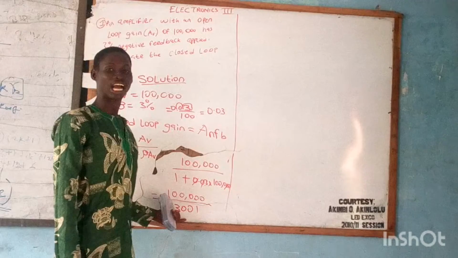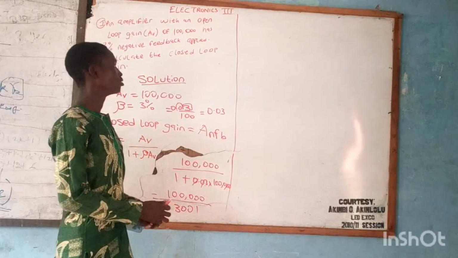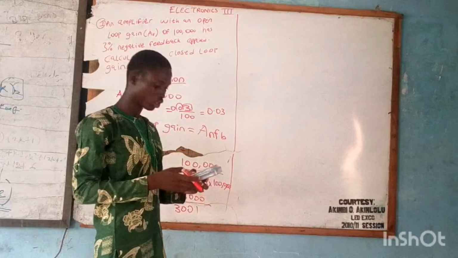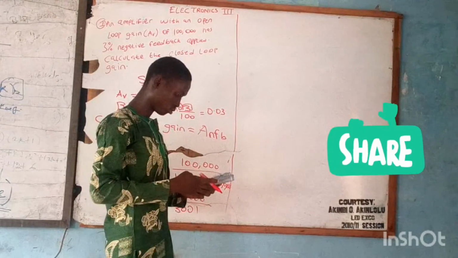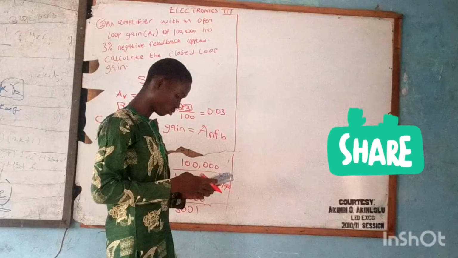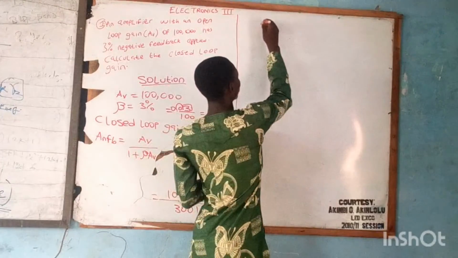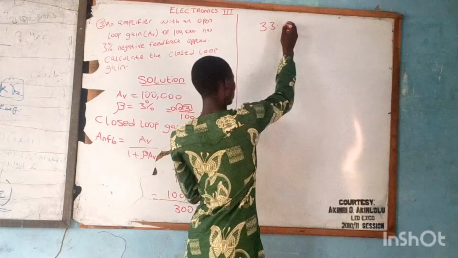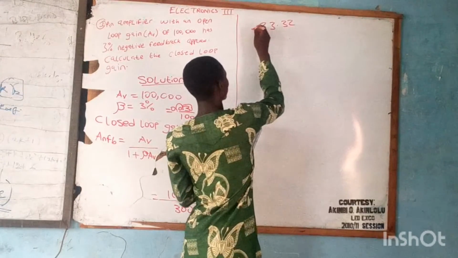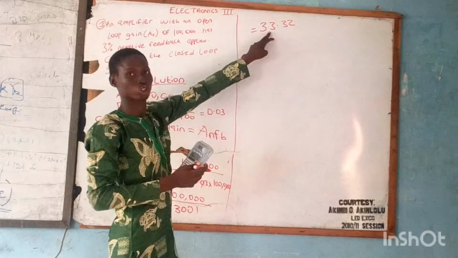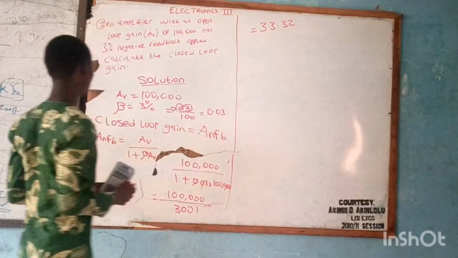So we have 100,000 divided by 3,001. Punch your calculator. This is our closed loop gain.